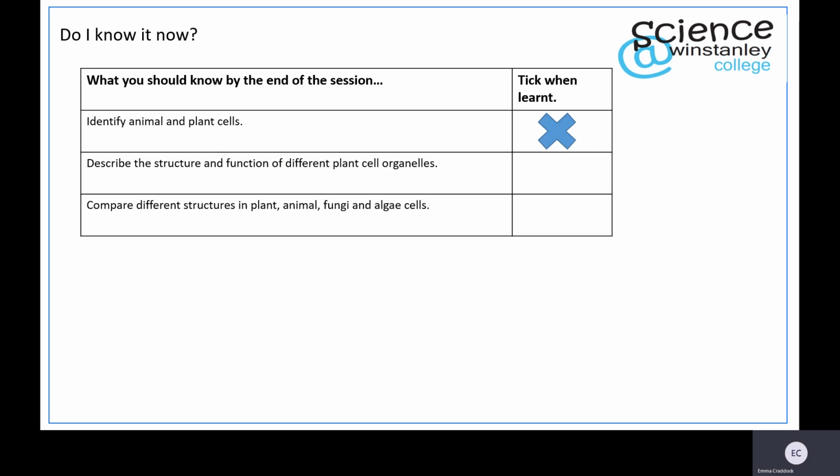So by the end of this video, you should now know how to identify animal and plant cells and the structures within them. You should be able to describe the structure and function of different plant cell organelles, and you should be able to compare different structures in plant, animal, fungi, and algae cells.